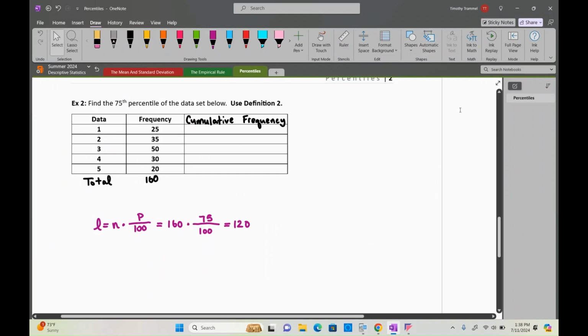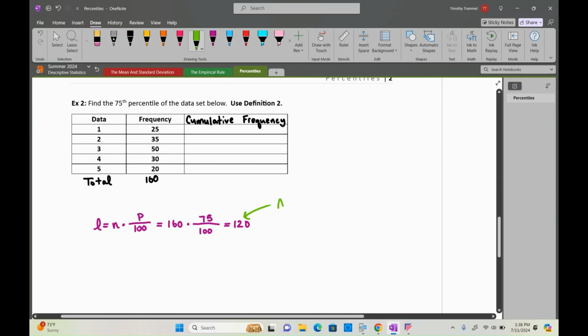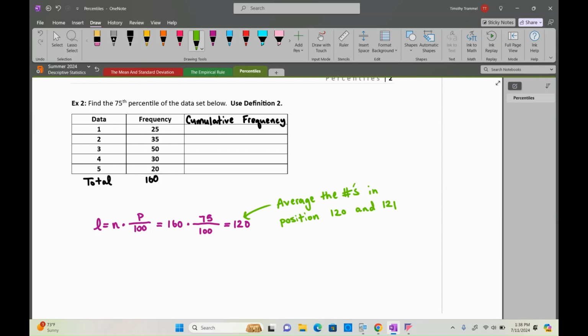So you might remember when we get a whole number, we want to average. Let's write what we're going to do. We are going to average the numbers in position 120 and 121. So now we need to figure out, well, what number is the 120th number? What number is the 121st number?